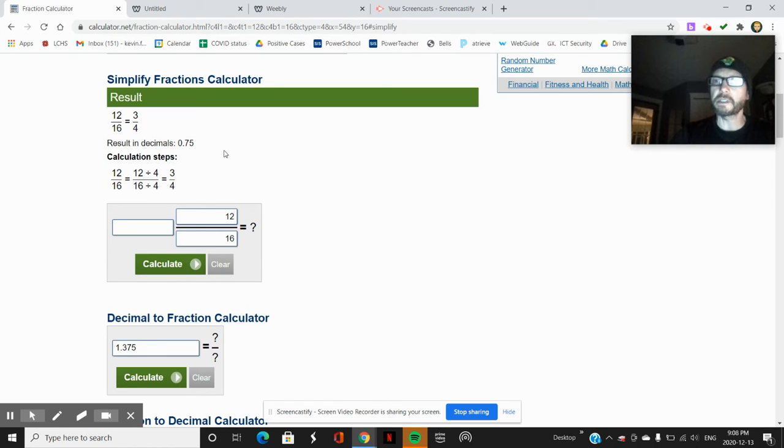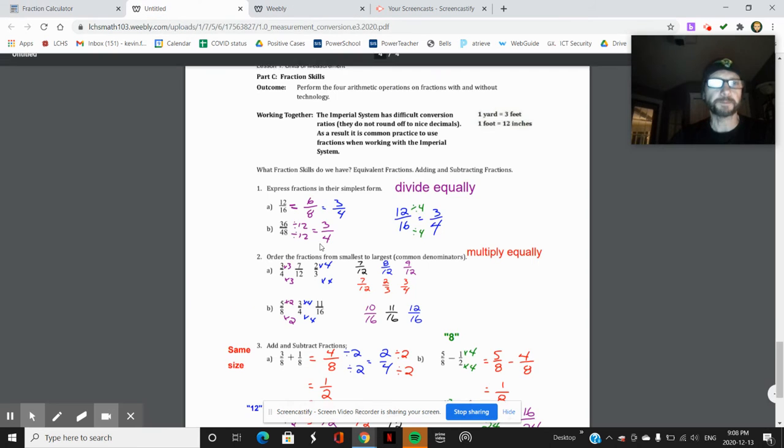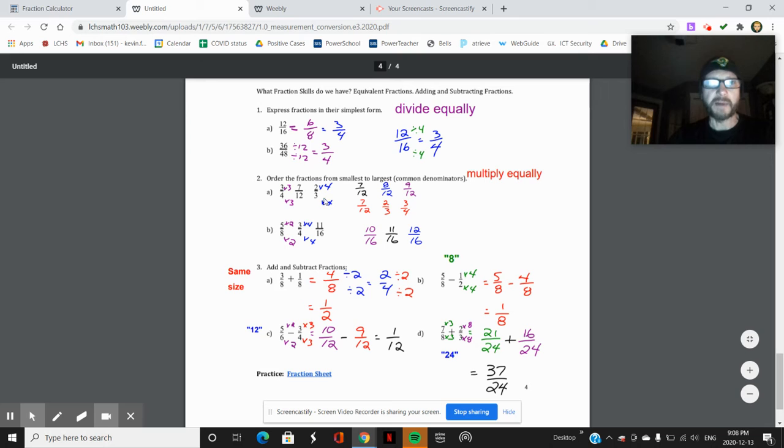So when you're simplifying, if you can't think of what to divide by, you can always pop into the fraction calculator. But this step right here, what are you dividing by? That's the step that I need to see. That's the work that's really important to us in regards to simplifying fractions. We can simplify because we can divide numbers by the same thing.